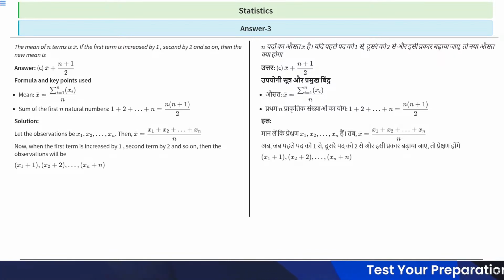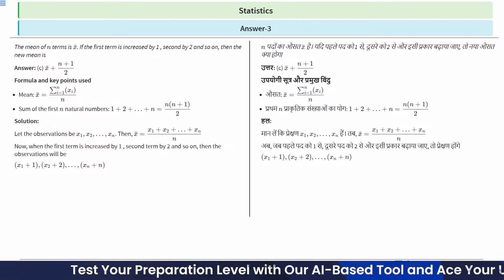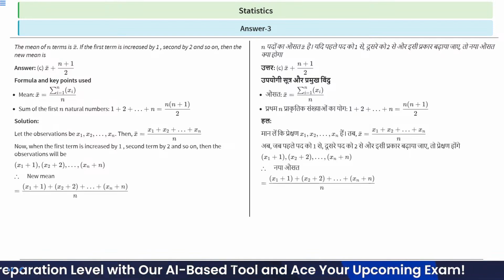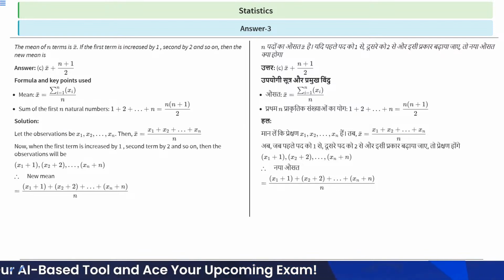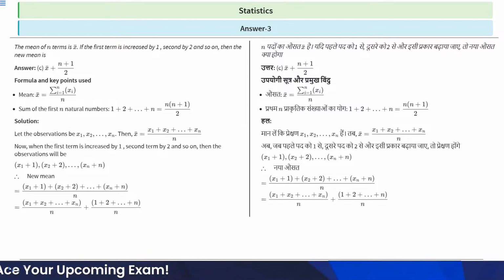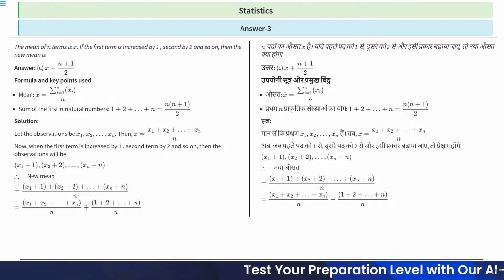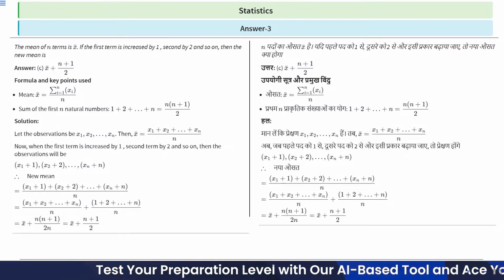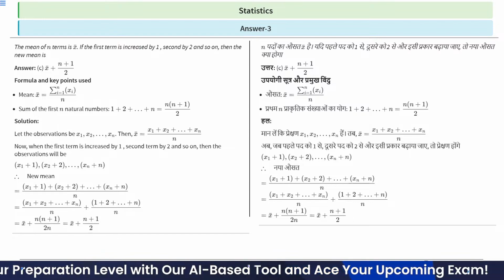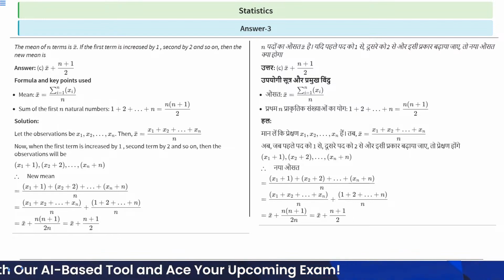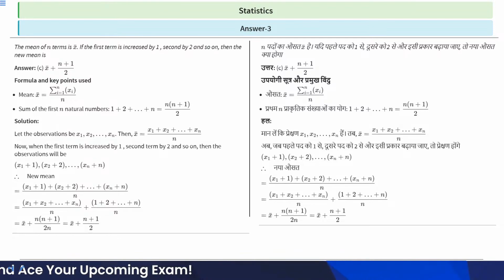Now, when the first term is increased by 1, second term by 2, and so on, the observations will be x1 plus 1, x2 plus 2 till xn plus n. Therefore, the new mean is equal to x1 plus 1 plus x2 plus 2 till xn plus n, by n. So it can be further separated as x1 plus x2 till xn upon n, plus 1 plus 2 plus 3 till n upon n, which is equal to x bar plus n into n plus 1 by 2 into n, which is equal to x bar plus n plus 1 by 2. Therefore, option C, x bar plus n plus 1 by 2, is the right choice.